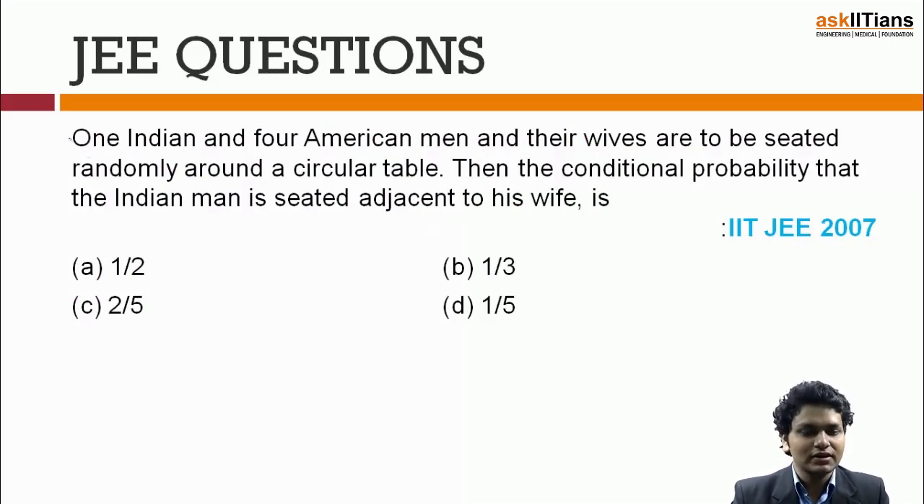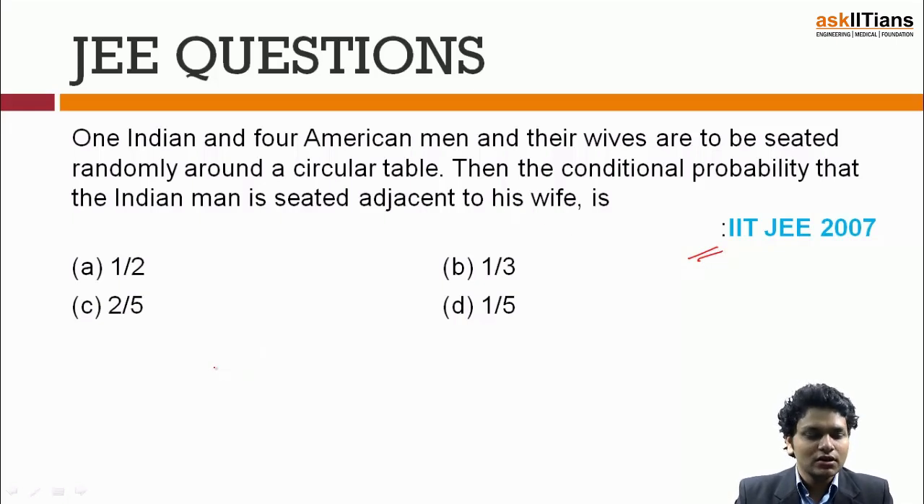Now this one is also interesting. 1 Indian and 4 American men and their wives are to be seated randomly around a circular table. Then the conditional probability that the Indian man is seated adjacent to his wife. Now this is a question of conditional probability asked in JEE 2007. Let's understand it and let's go procedure by procedure.